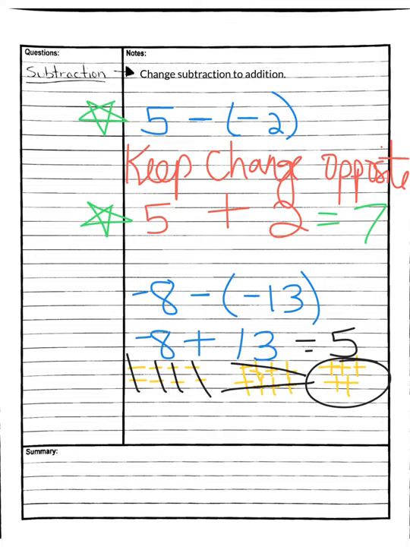Last one we're going to look at is what if I have a negative 5 take away a positive 2? Well, we want to change this as well. So get into the habit. It's going to be part of our rules when we solve equations is change all subtraction to addition. So we're going to keep the negative 5. We're going to change from subtract to add. And the opposite of that positive 2 would be a negative 2. So this problem is negative 5 plus negative 2, which is a negative 7.